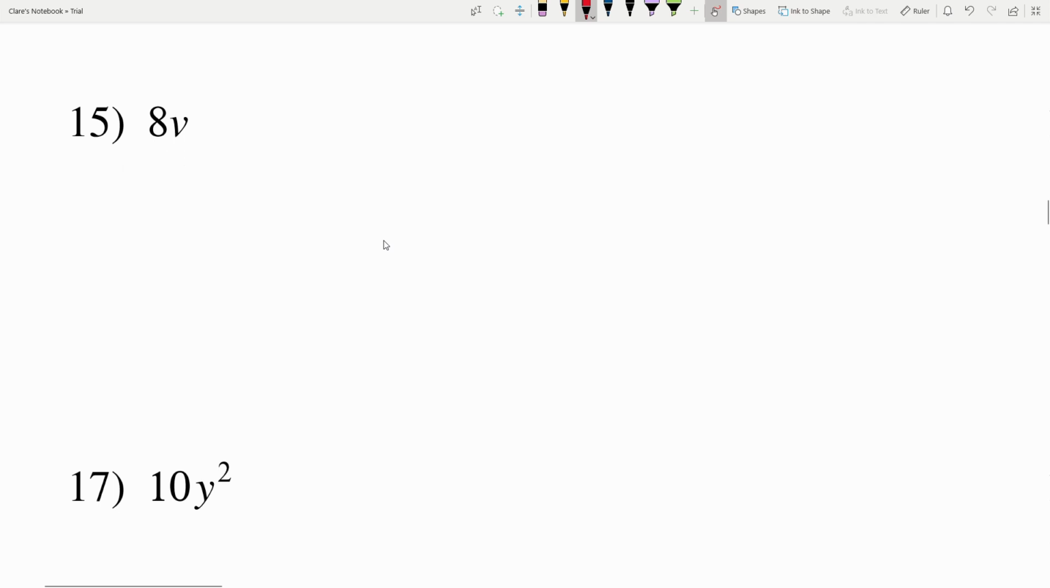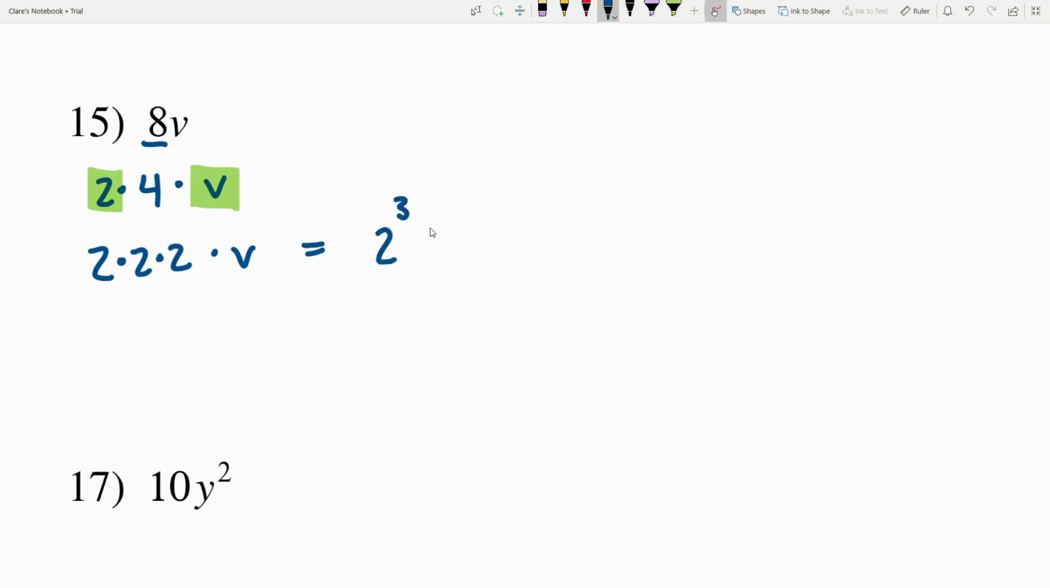In number 15, I have 8 times v. 8 is not prime itself, but I can split it up into its prime factors. 2 times 4 is equal to 8. However, 2 and v are fine, but 4 is not prime. I'll write 4 as 2 times 2. So 4 is 2 times 2. I multiply that by 2, and that also gets multiplied by v. Now this is the prime factorization, but not prime power factorization. So 2 times 2 times 2 is 2 to the third times v. And it's 2 to the third because I have 3 2's multiplied together.